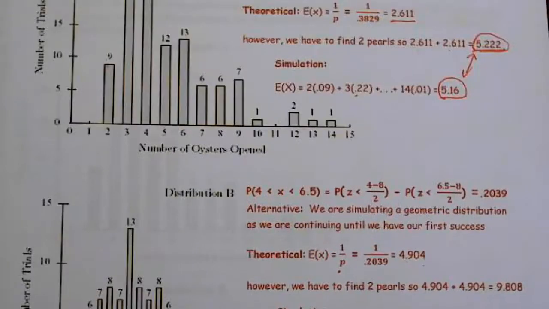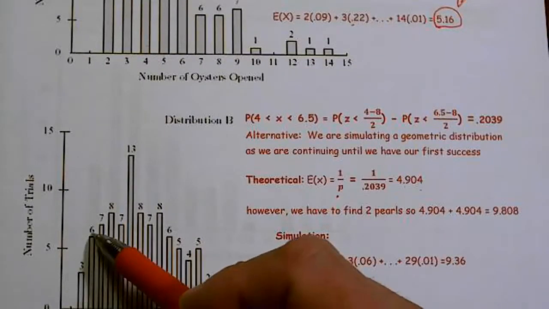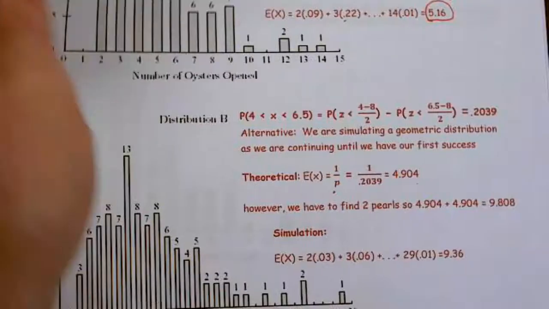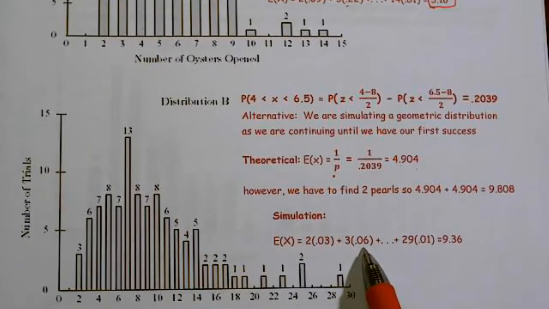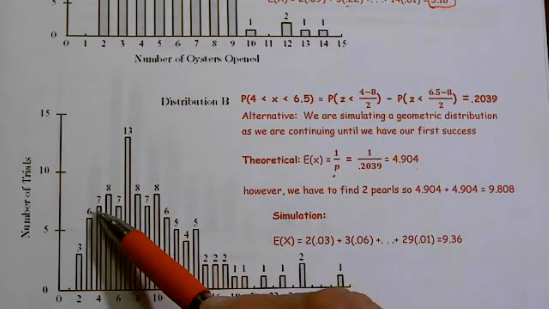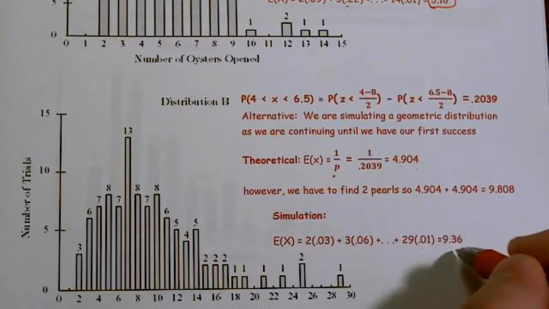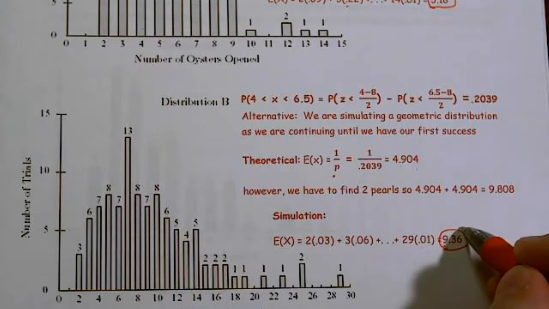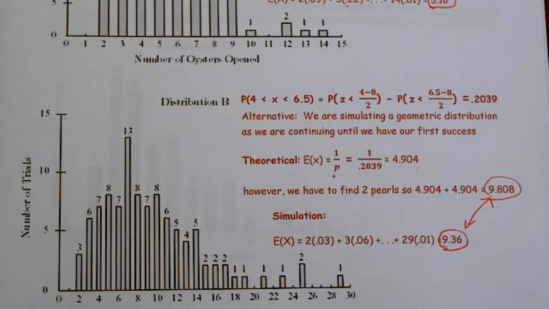Once again, it was a simulation of 100 trials, so I can divide all these by 100. This happens 3% of the time, 6%, 7%, 8%, 13%. When I do that, I calculate my expected value. I get 2 times 0.03 plus 3 times 0.06 plus 4 times 0.07, all the way up to 29 times 0.01. So my simulation expected value is 9.36, which is not that far off of the theoretical. So this was the theoretical, this was what the simulation produced.